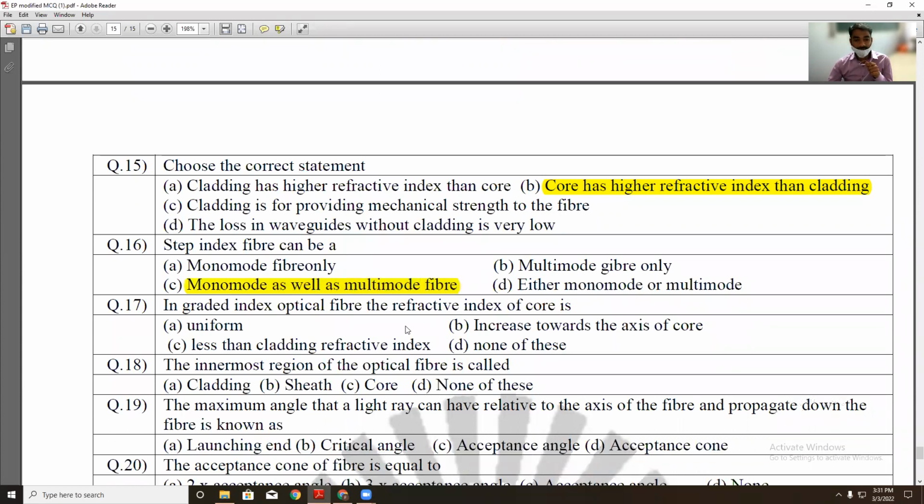In graded index optical fiber, the refractive index of a core is uniform, increases towards the axis of the core. B is the correct option. Increases towards the axis of the core.